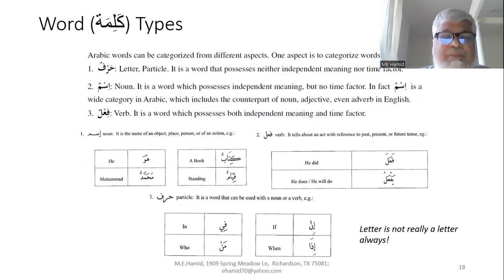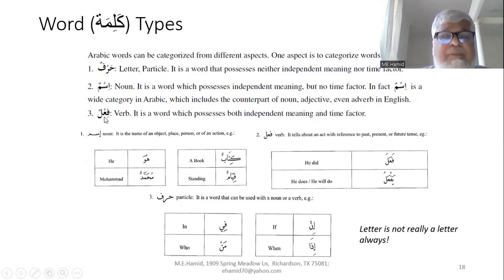Like green is an adjective. The word green has no time element, and it is an independent word. We can understand the meaning of green. We can understand the meaning of book. We can understand somebody's name. We can understand that. Or who, he? We understand that. It's easy to understand that part, but it has no time element.